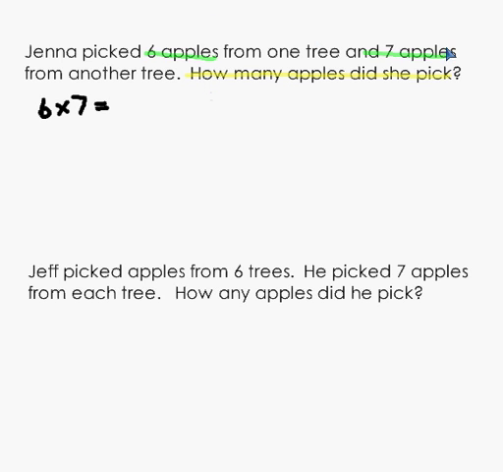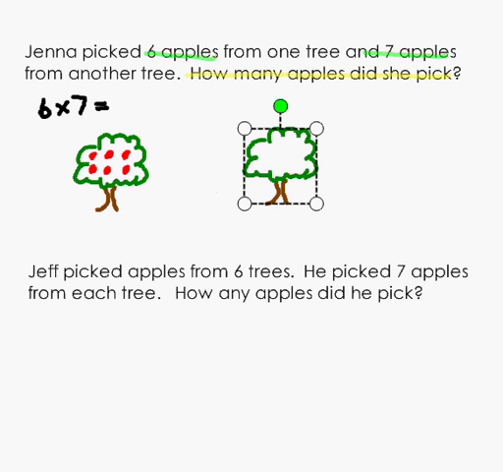But let's try to really understand what's being asked in this problem. And let's use my favorite strategy, which is draw a picture. Jenna picked 6 apples from one tree. So here's our one tree. And she picked 6 apples. 1, 2, 3, 4, 5, 6. There's her 6 apples. And then she picked 7 apples from another tree. 1, 2, 3, 4, 5, 6, 7.